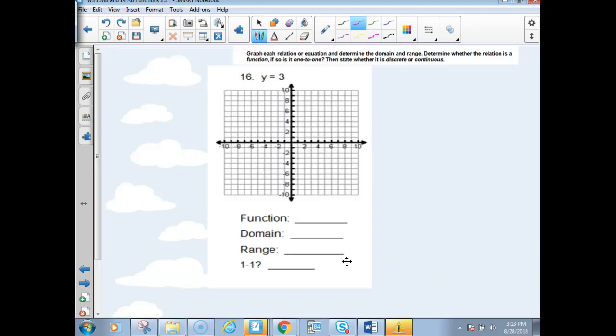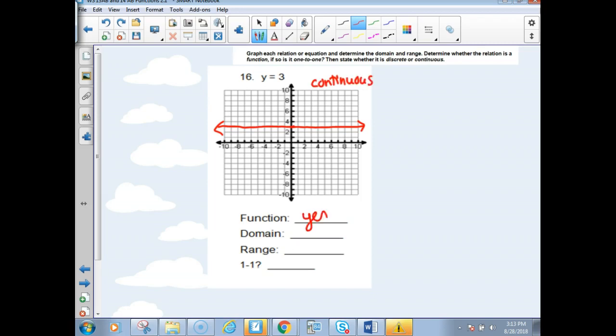All right, what kind of graph is this? What would y equals 3 represent? We should know it's a horizontal line, okay? That should be something you graph immediately. We reviewed it briefly one day. Now, it says to graph the relation or equation and determine the domain and the range. Determine whether the relation is a function, is it one-to-one, and state whether it's discrete or continuous. This would be continuous.